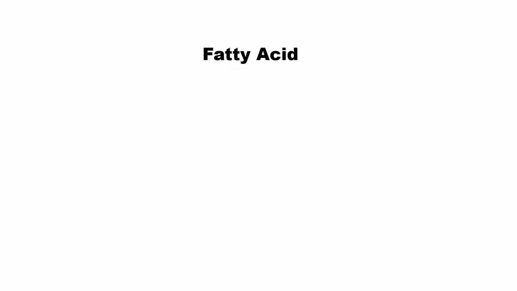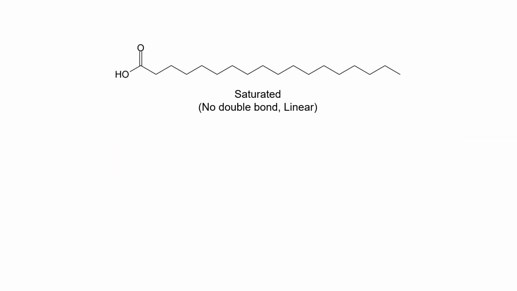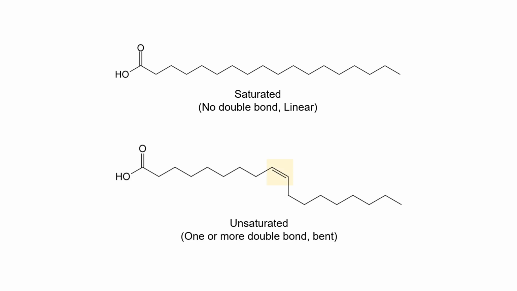The main component of a lipid is a fatty acid. A fatty acid has a long chain and a carboxylate head group. This carboxylate head group is hydrophilic, and the long chain is hydrophobic at the tail. Also, a fatty acid can have a saturated structure. Sometimes it has a double bond, giving unsaturated structures.